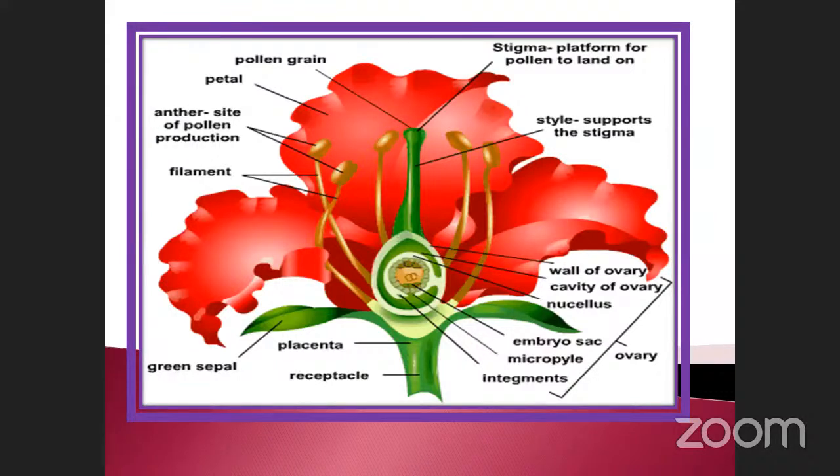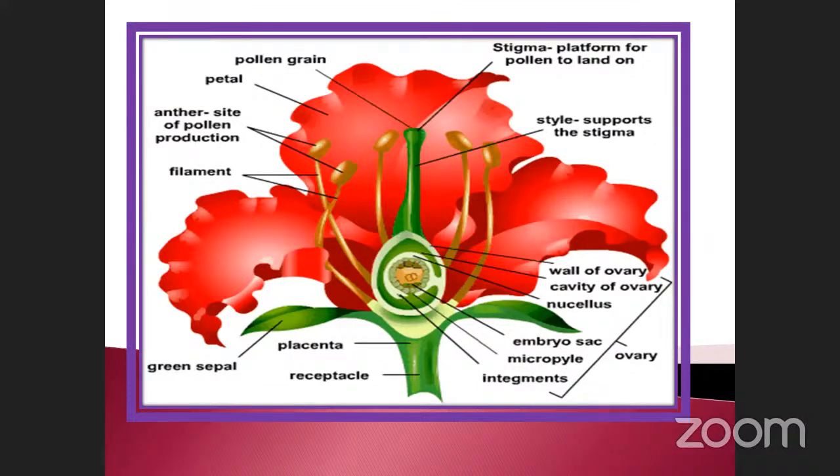In the bud condition, what will happen? It protects the innermost whorls. What are they? The anther as well as the female reproductive organs. They are covered by the corolla and calyx. This is called the nucellus. And here is the cavity of the ovary, and the wall of the ovary, which is also modified into the fruit wall.